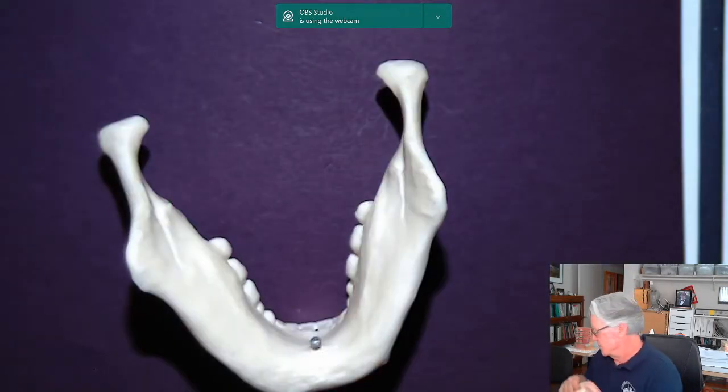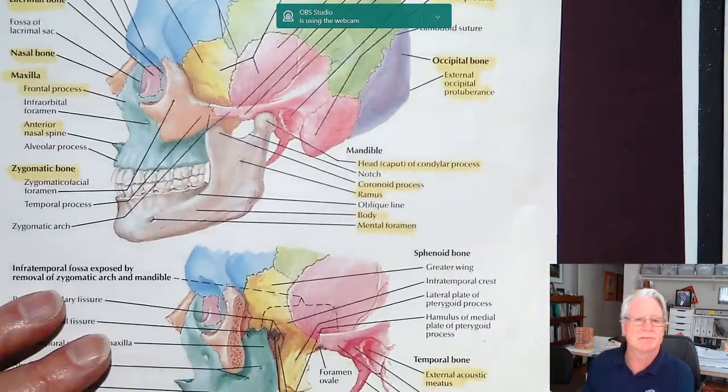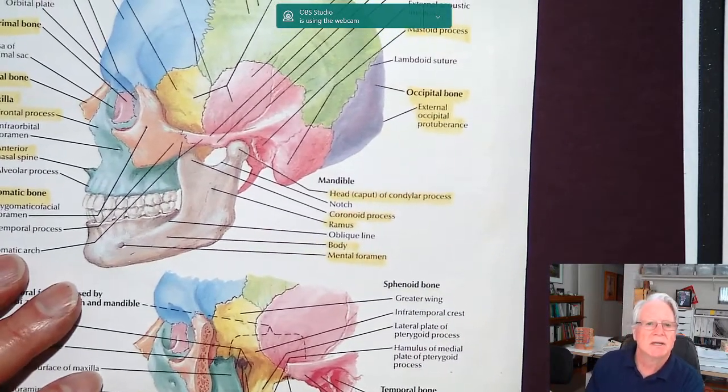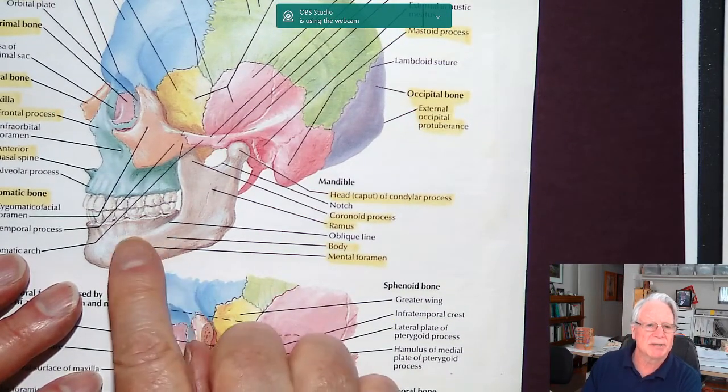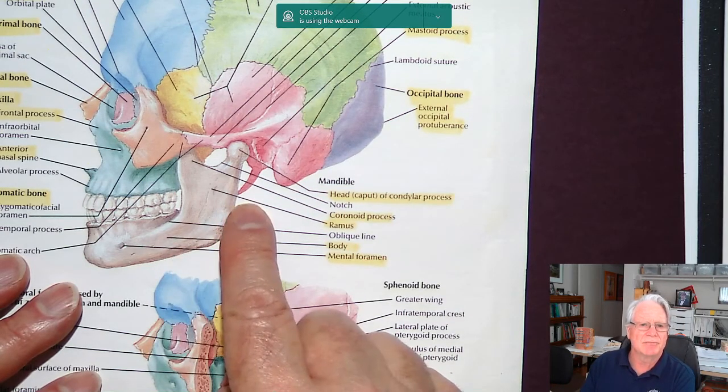Let's see. Okay. So let's get a picture, and then we'll come look at the bone itself. This is from my friend Mr. Netter. So, mandible. The angle of the mandible is right here.